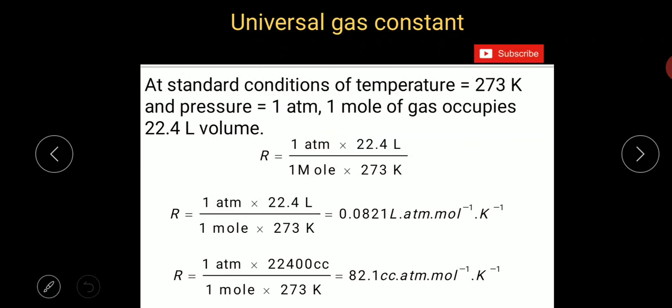Suppose you convert this 22.4 liters of volume into cubic centimeters. You can replace 22.4 liters by 22,400 cubic centimeters, then the R value will become 82.1 cubic centimeter atmosphere mole inverse Kelvin inverse.